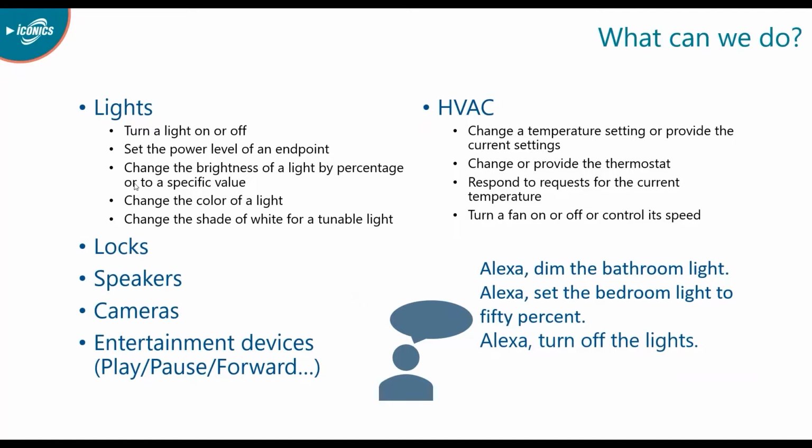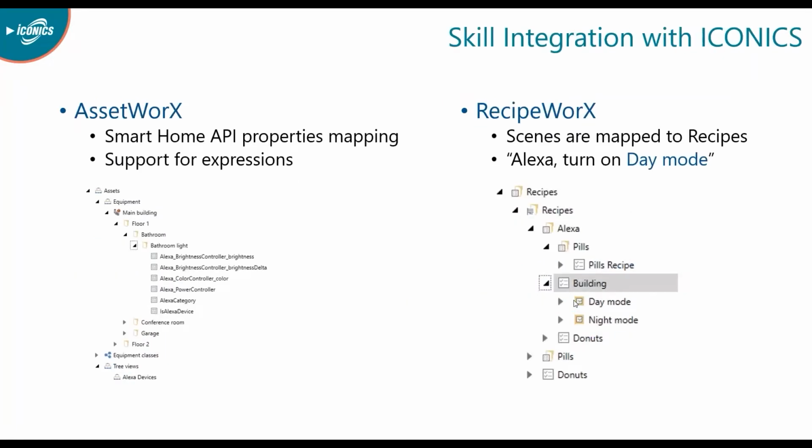So the kinds of things you can do with smart home skills are things like turning lights on and off, or adjusting their brightness, locking and unlocking doors or windows, interacting with things like security cameras, entertainment devices. With HVAC, you can adjust temperatures, control fan speeds, etc., things like that.